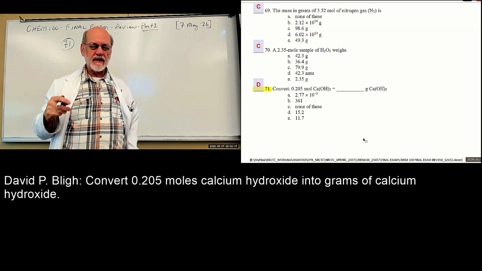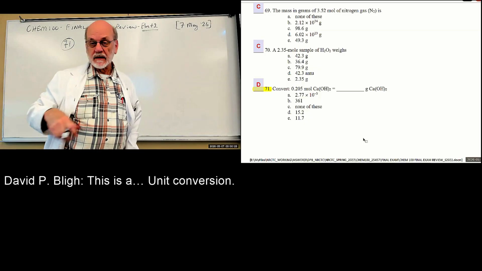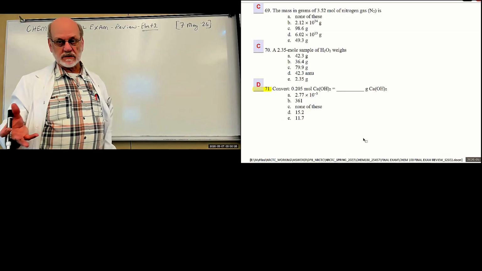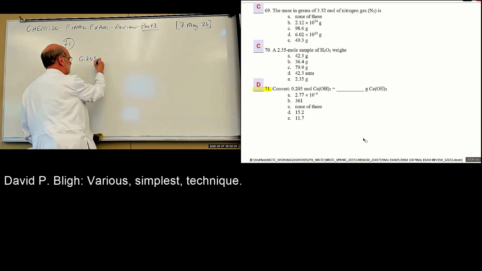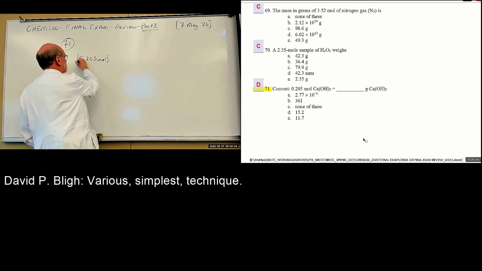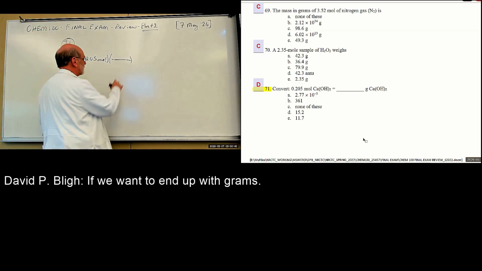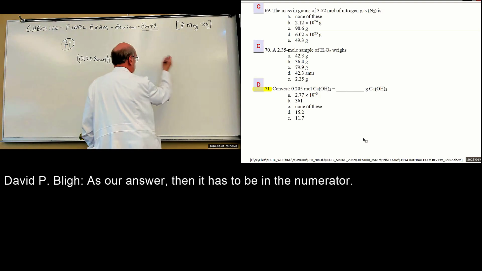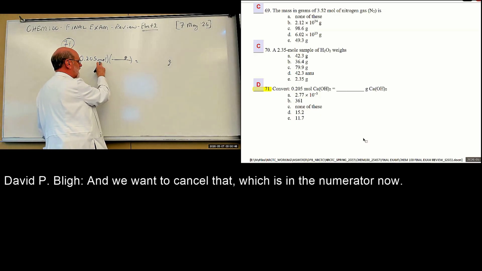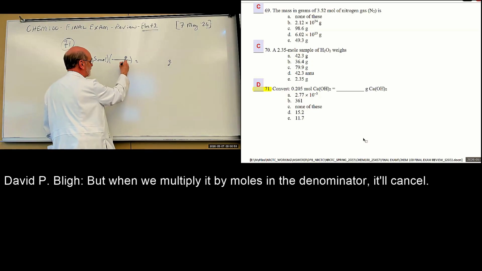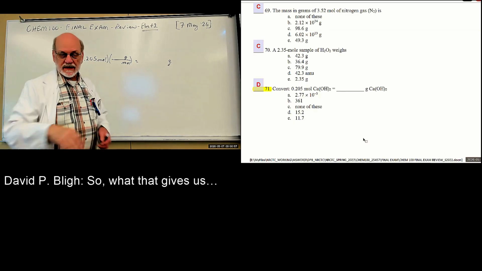Convert 0.205 moles calcium hydroxide into grams of calcium hydroxide. This is a unit conversion, the very simplest technique that you need to know. If we want to end up with grams as our answer, then it has to be in the numerator. And we want to cancel moles, which is in the numerator now, but when we multiply it by moles in the denominator, it'll cancel.